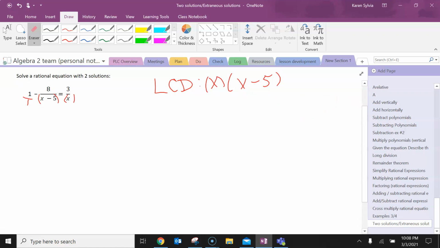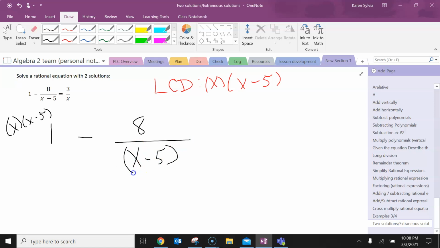Now, I've identified the LCD. The next step is to multiply each term by the LCD. So I have 3 spots where I need to multiply. So I have 1. I need to multiply that by x minus 5. I need to multiply 8 by x minus 5. And I need to multiply the 3 over x by x minus 5.